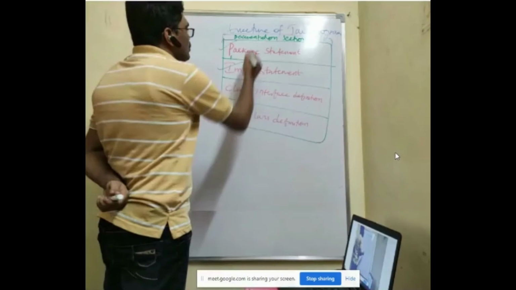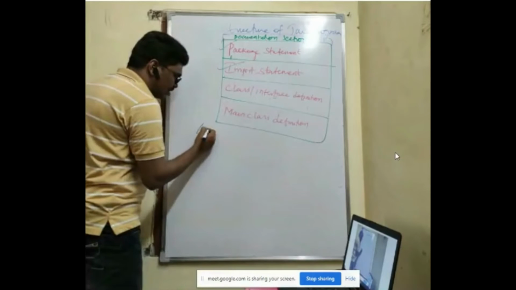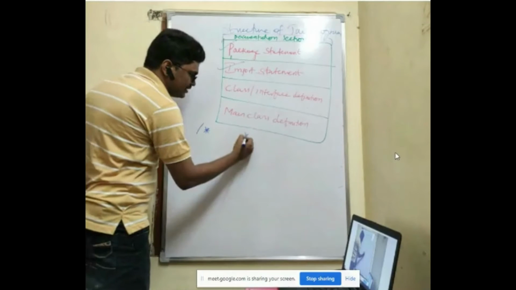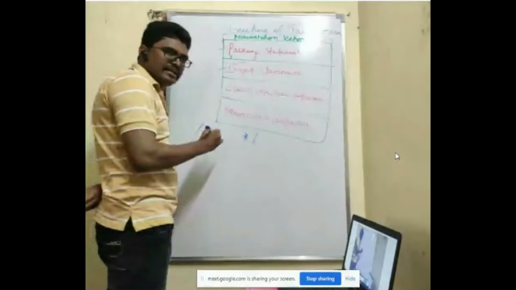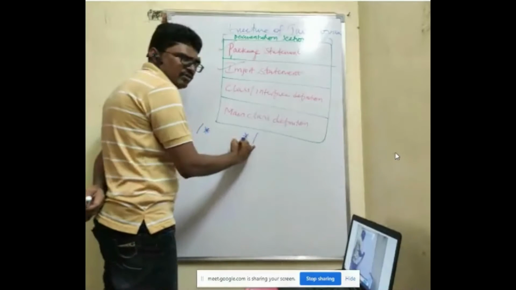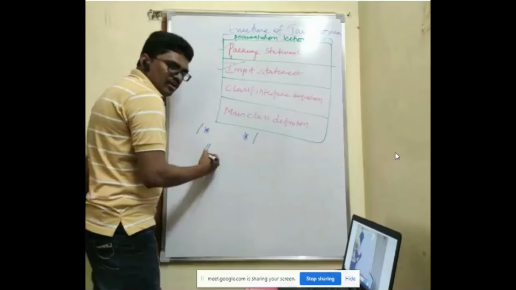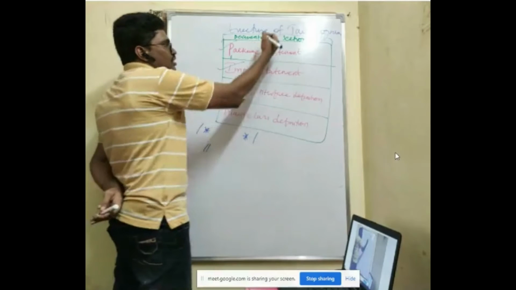So now the documentation section is nothing but giving comments. Multiple line comments are the same as in C and C++, there is no difference. Multi-line comments you give like this. A single line comment you give with a double slash. So that is called the documentation section.